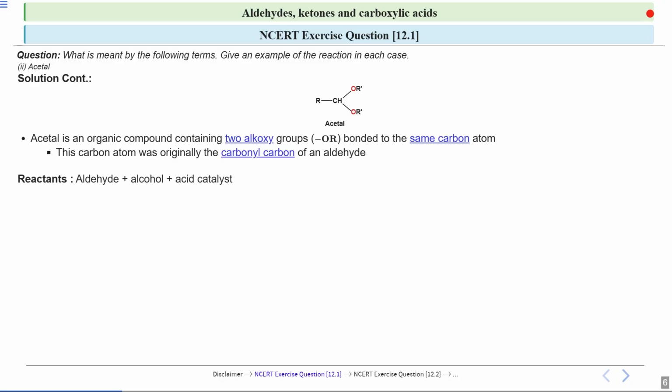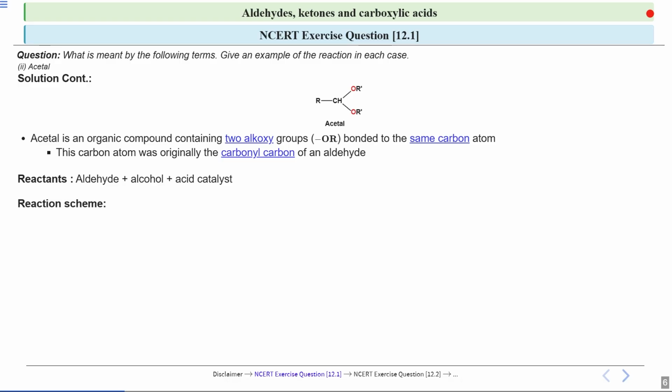Now to form an acetal, we need three things. First, we need an aldehyde, we need an alcohol, and we need an acid catalyst. This acid catalyst helps to speed up the reaction. So this combination is essential for acetal formation.